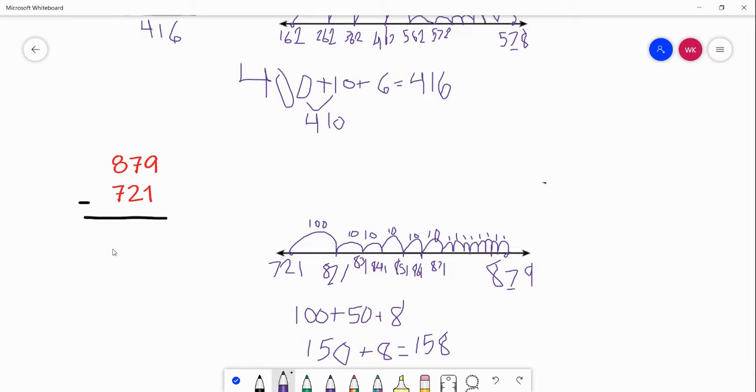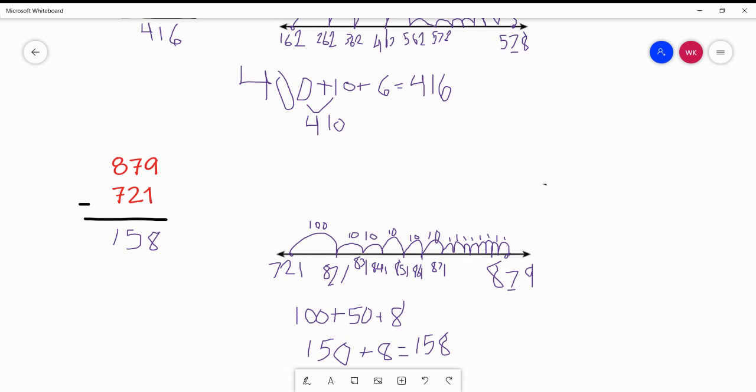If not, that's okay. Just switch it. All right, so we're going to put our answer in right here, and then we're always going to check our work. So we're going to subtract going straight down. 9 minus 1 equals 8, correct. 7 minus 2 equals 5, correct. 8 minus 7 equals 1, correct. So our answer, 879 minus 721 equals 158.